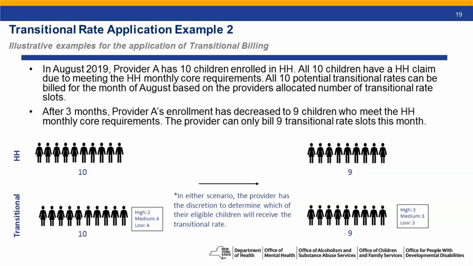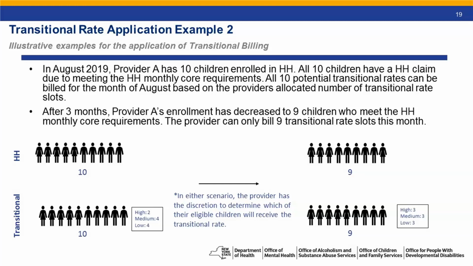After 3 months, provider A's enrollment has decreased to 9 children who meet the health home monthly core requirements. The provider can only bill 9 transitional rate slots that month. So even if we sent you a letter and said, hey, you get 10, you don't get 10 unless you have a child that also received a health home service. So the 2 numbers in this scenario are both 9. 3 high, 3 medium, 3 low.